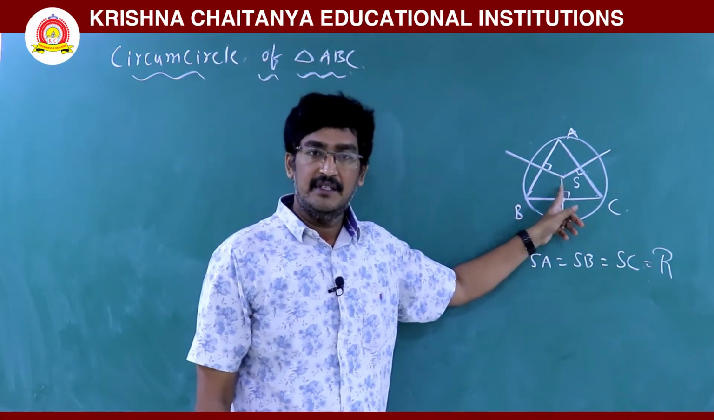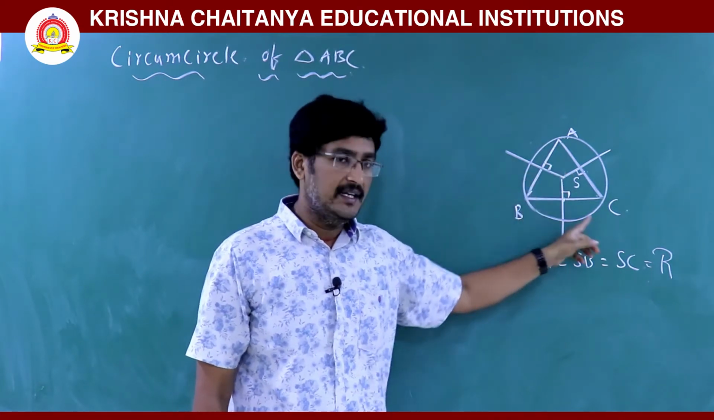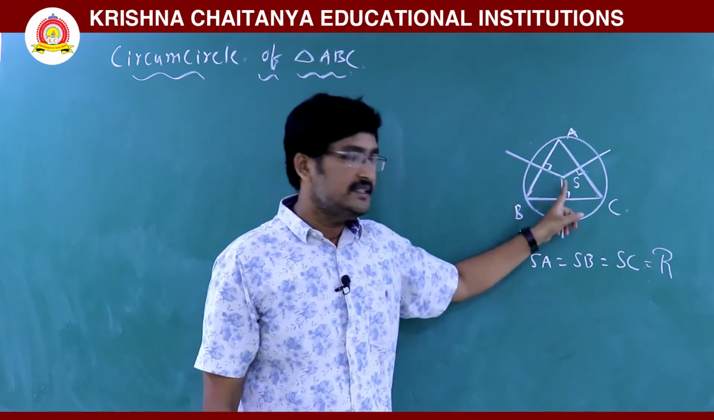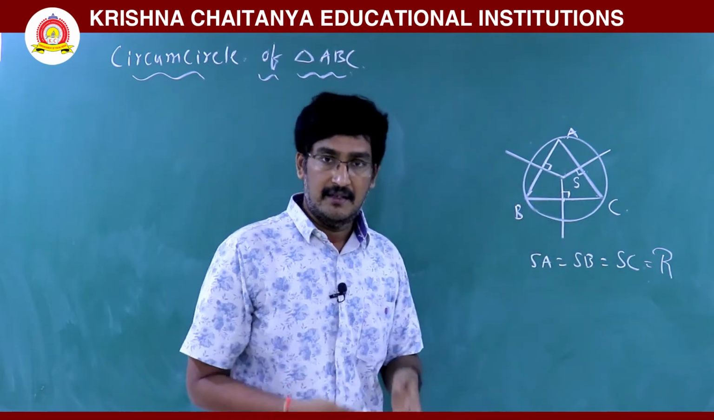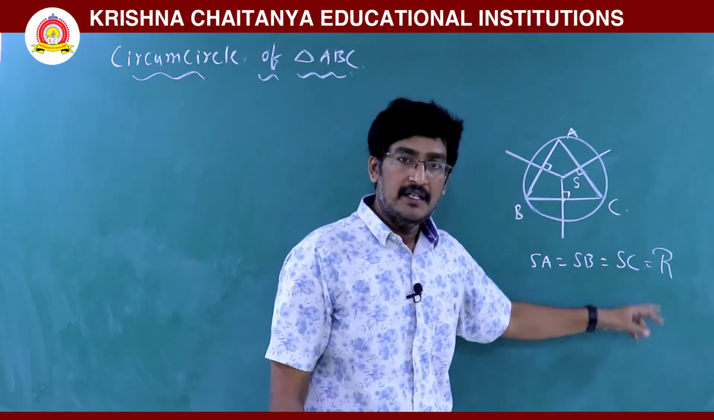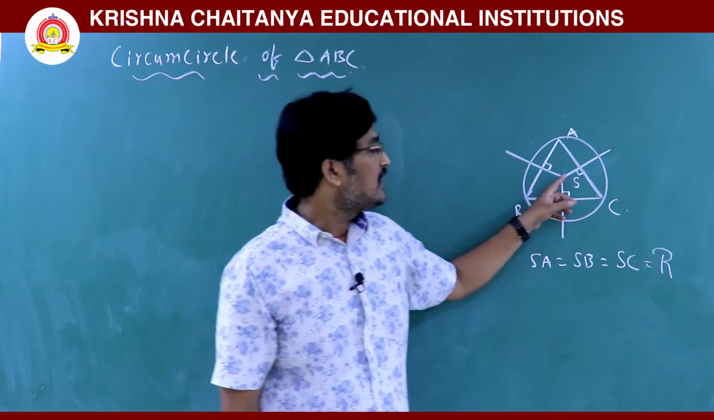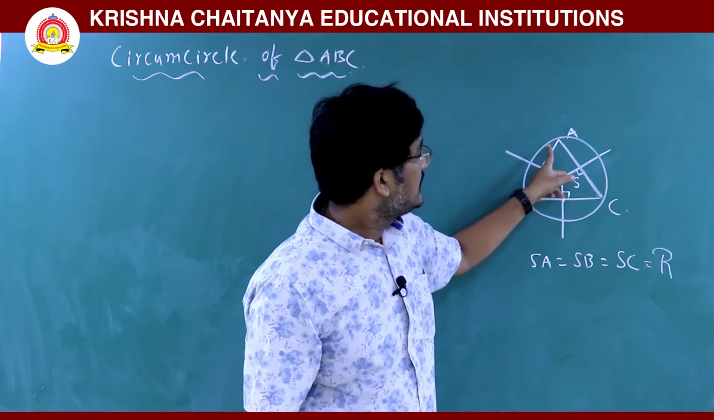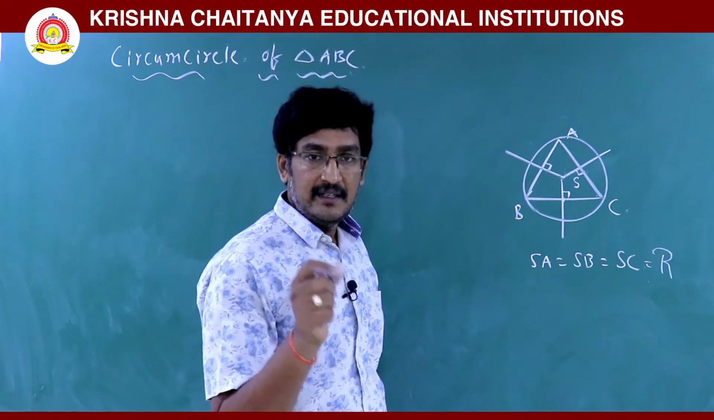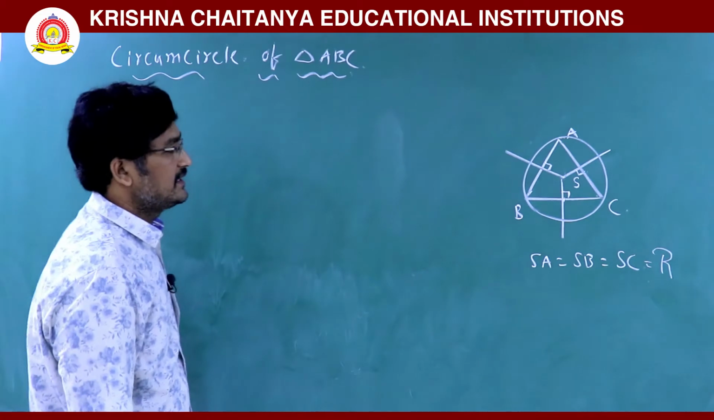S is the circumcenter, which is the point of concurrency of the perpendicular bisectors of triangle ABC. This is S. So, this is SA, this is SB, this is SC. I am taking that length as R. Those three distances are equal. Suppose you take the radius as R and the center as S, then you draw a circle. Then that circle passes through the three vertices of the triangle, and that circle is called the circumcircle of triangle ABC. That is the definition of circumcircle.